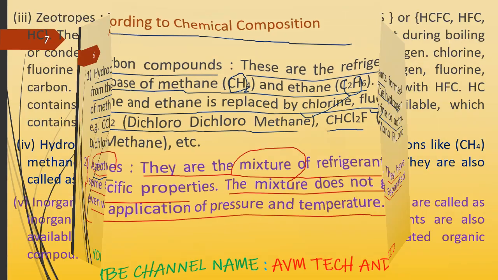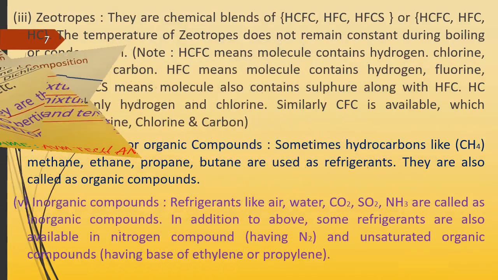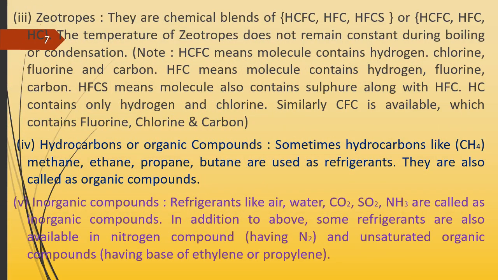After azeotrope, you can see next is zeotropes. So these are chemical blend of HCFC, HFC and HFCs. So what is that? It is mentioned here. HCFC, it means molecule contain hydrogen, chlorine, fluorine and carbon. Okay, hydrogen, chlorine, fluorine, carbon.